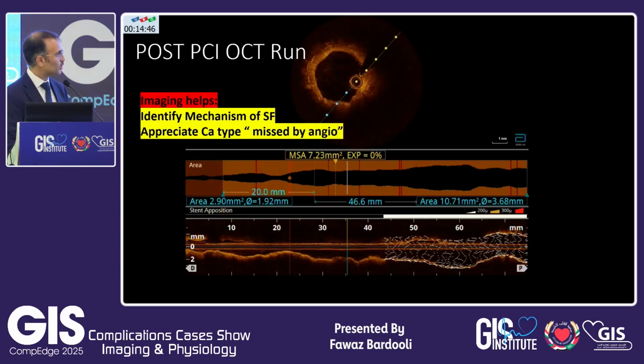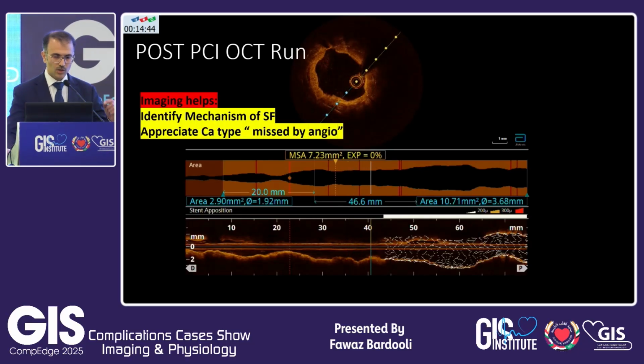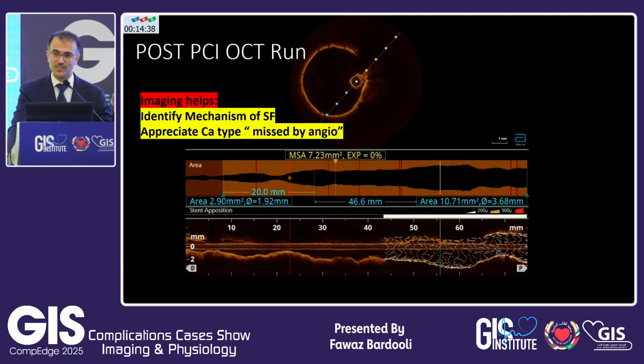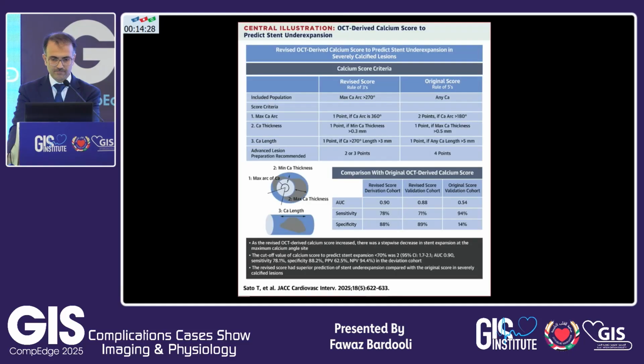All right? So the message here, OCT helps us to understand what is the reason for stent failure, and we react to that because we've seen calcium behind the stent and we use the IVL, but we probably underestimate the concentric calcification in the proximal segment, and this is where the mistakes happen.